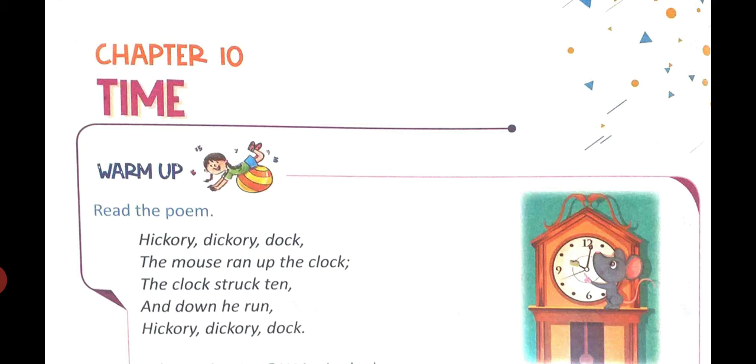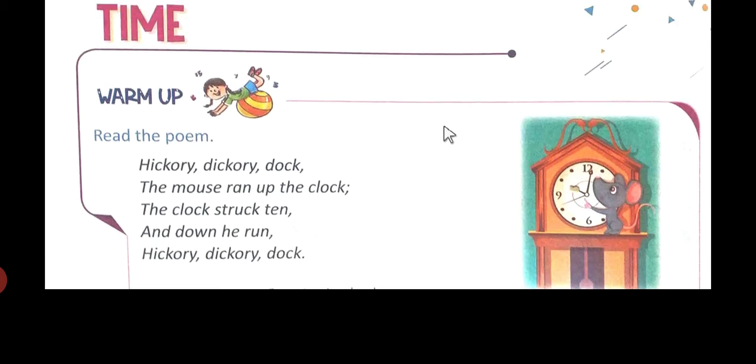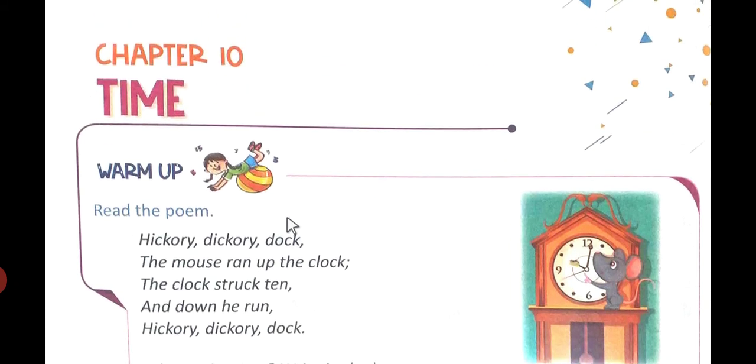Hickory dickory dock, the mouse ran up the clock. The clock struck 10, and down he run. Hickory dickory dock. So I want that you should also go through this poem.